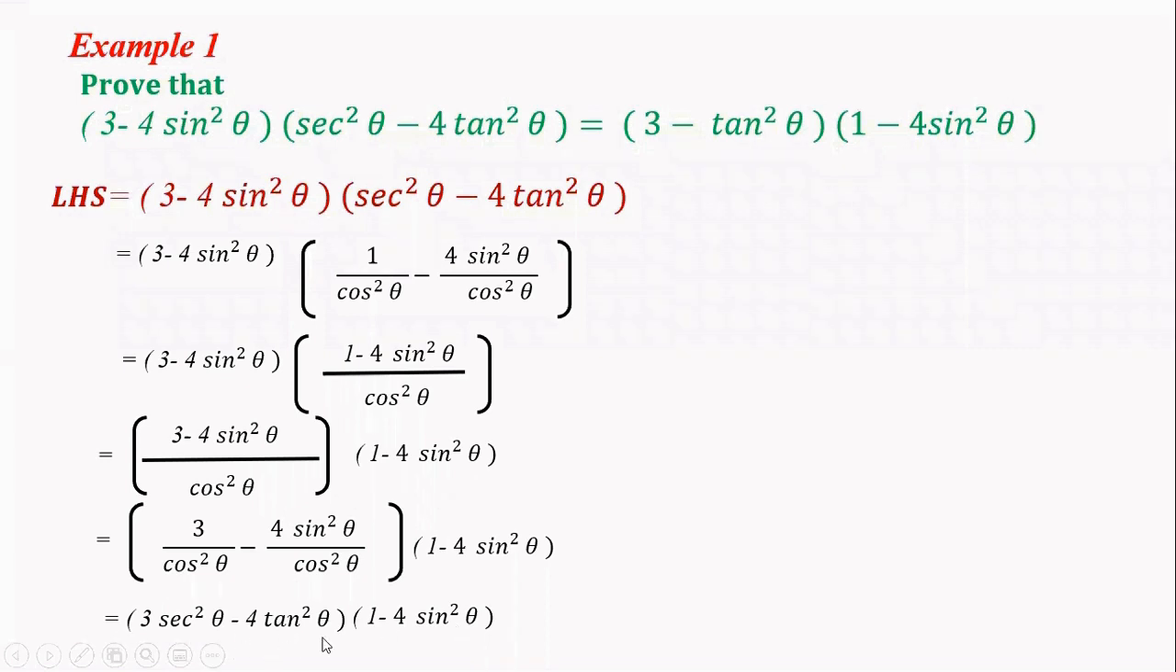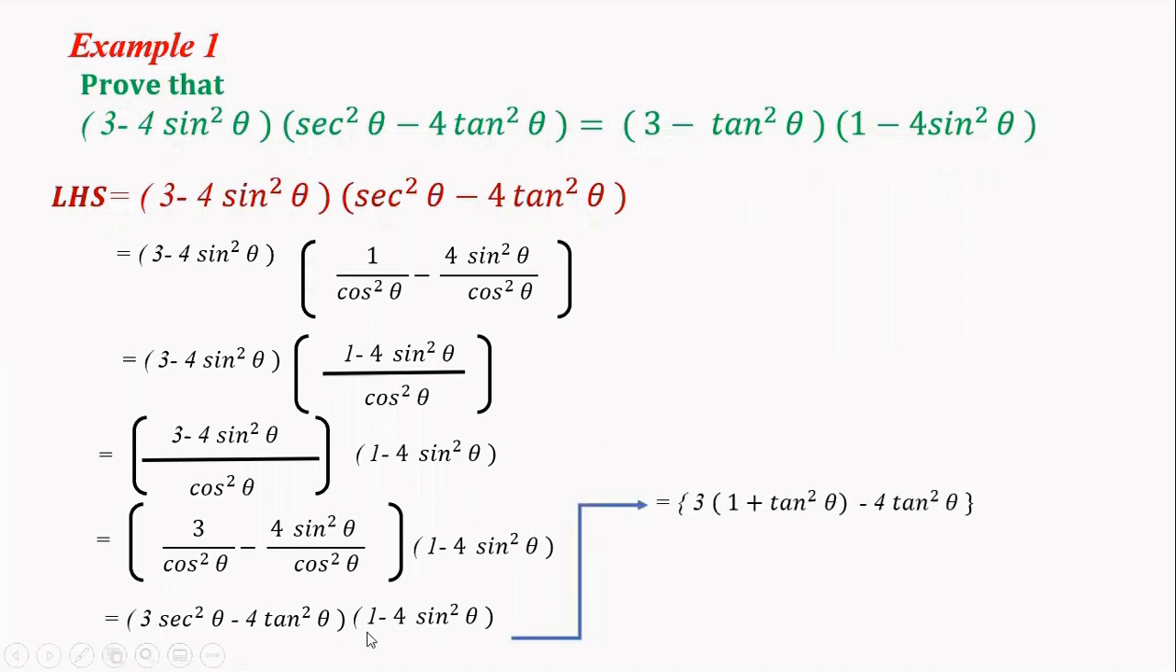Now let's compare this result with the right hand side. This 1 minus 4 sine square theta is present in the right hand side. So we have this result. While comparing the first bracket, the right hand side bracket consists of only tan square theta. So we are going to convert this sec square theta into tan square theta to get the right hand side.